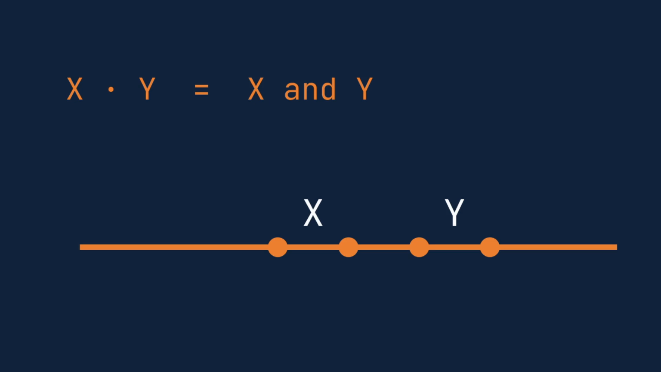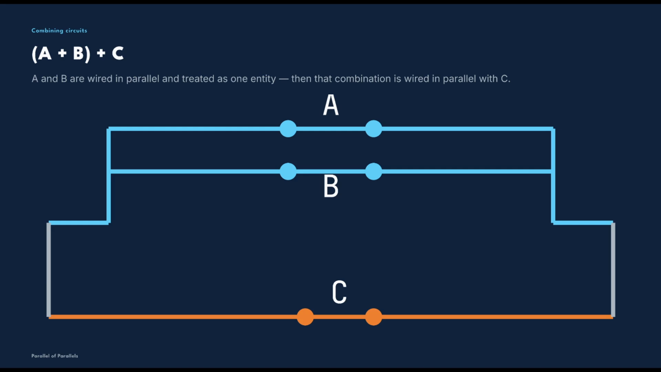Here we have an electric circuit with 2 switches, X and Y. If both of these are closed, electricity can flow through the circuit and the light turns on. Okay, here we see the expression A plus B, in parentheses, plus C. What this means is that on the top we have 1 circuit wired in parallel, and those together we can consider one entity, A plus B. On the bottom we have C. So A plus B is wired in parallel with C.